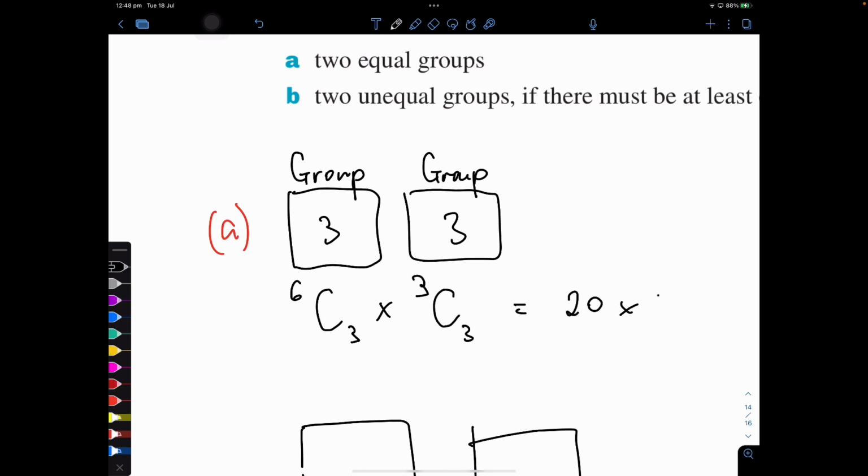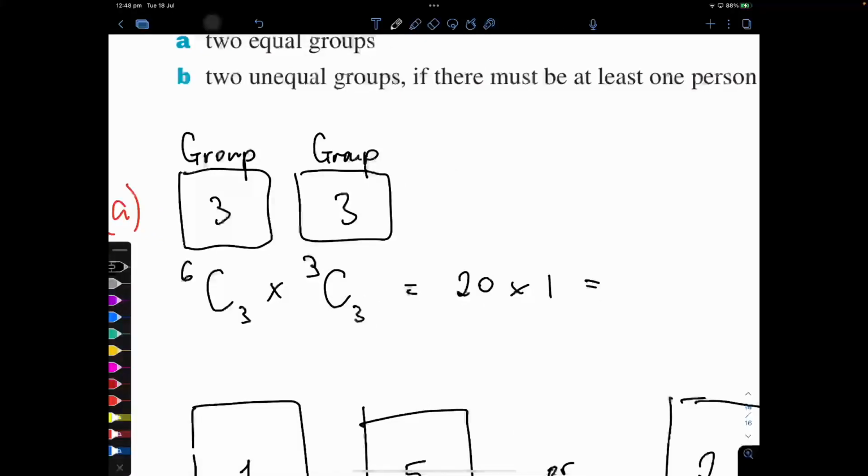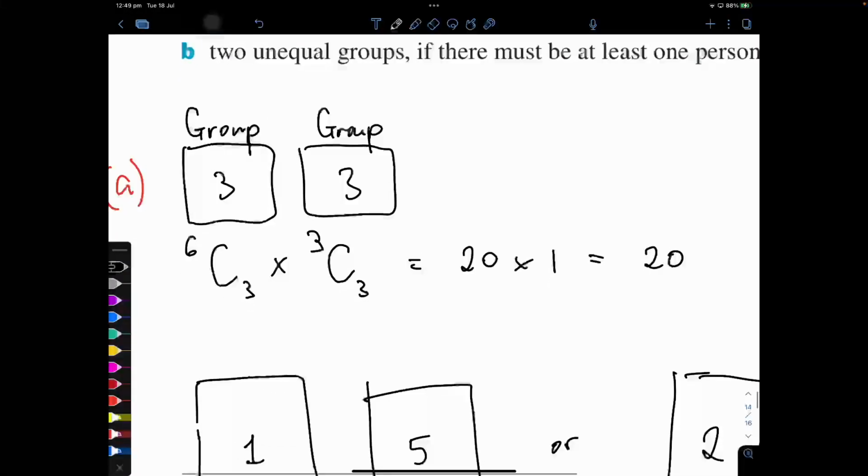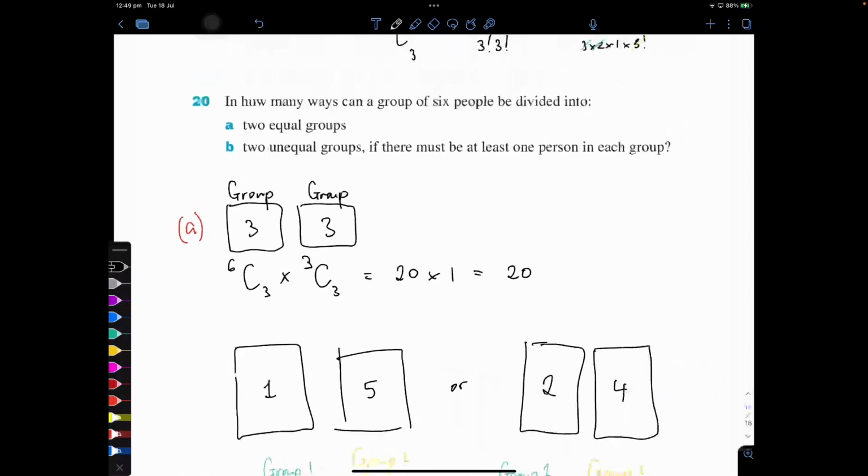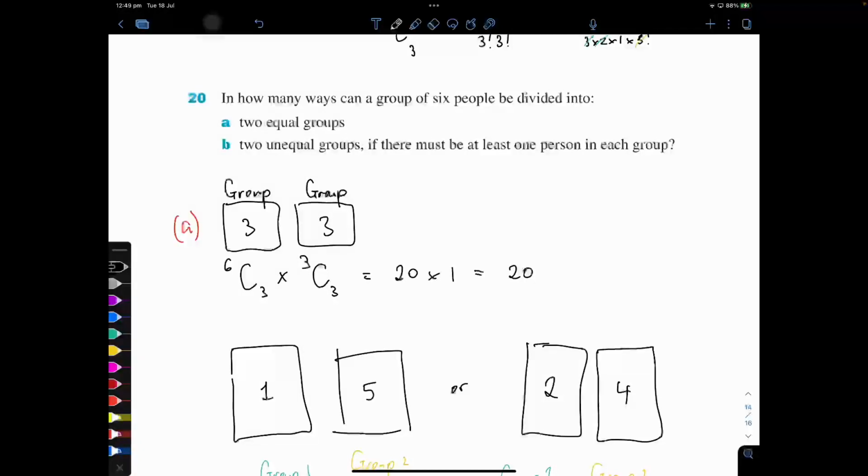So that's 20 times 1. You took out 3, so 3 people left. It's 21, no, it's 20. Yeah, that's what I put in the calculator. Right, 6 choose 3 times 3 choose 3. I am still led to believe that there are 20 different ways that you can choose these groups.